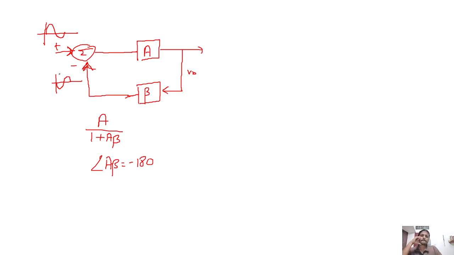Subtracted, for this particular frequency, what is the transfer function, sir? For this particular frequency, it is A by 1 minus A beta, like if the angle is 180, right? A by 1 minus A beta.